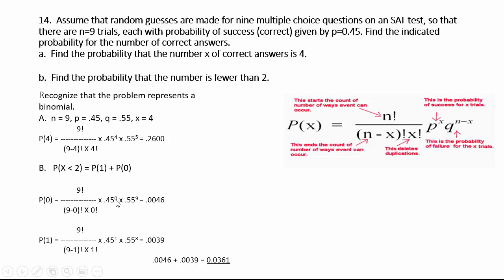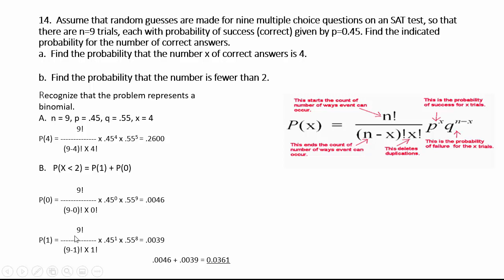For 0, this is what you get. 9 factorial over 9 minus 0 factorial times 0 factorial. We know this is going to be 1, because there's only one way to have none of them. So you're left with 9 factorial over 9 factorial, which is 1, times 0.45 to the 0, which is 1, and then times 0.55 to the 9, which is 0.0046. So there's our probability for 0.